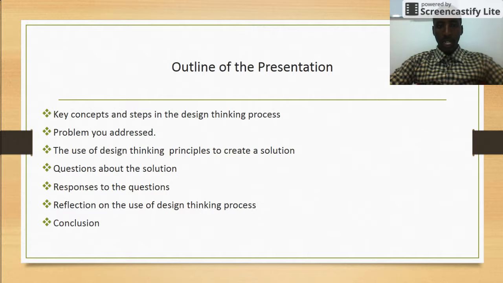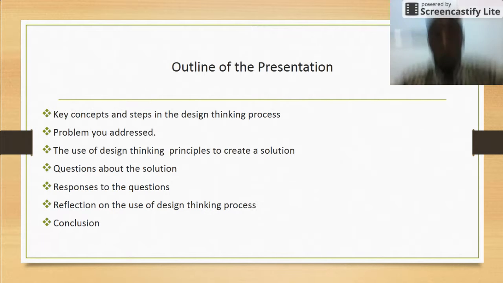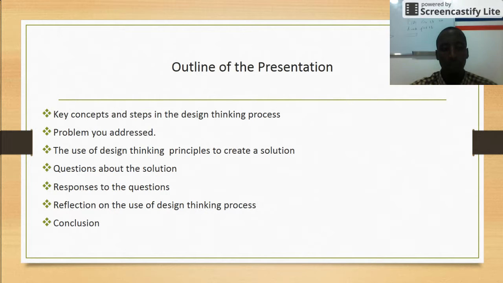So here there is an outline of the presentation that I will go through. In this presentation, there are the key concepts and steps in the design thinking process. Also, we talk about the problem that was addressed throughout this project, and the use of design thinking principles to create a solution. Moving forward, I will talk about some questions that people might have about the solution that was proposed, as well as the responses to those questions.